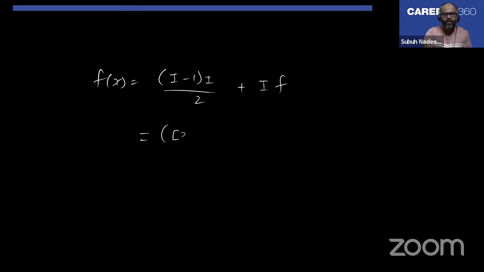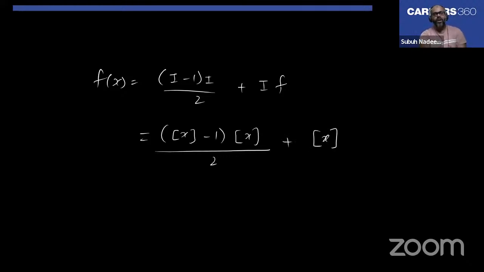Now let us put the expression in terms of greatest integer and normal x. So I is greatest integer of x. It is also greatest integer of x. And I is greatest integer of x here also. And the fraction part will be x minus greatest integer of x. We can write it like this.